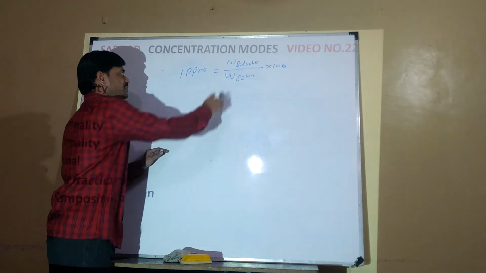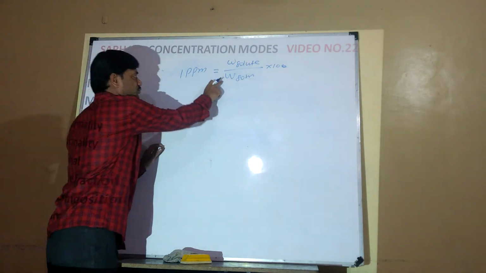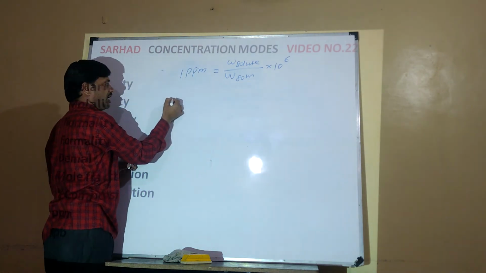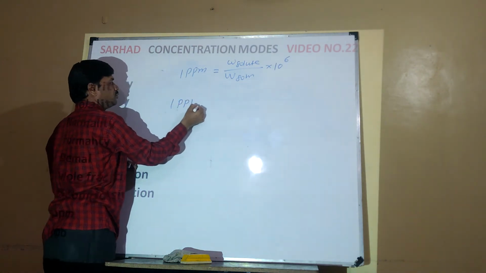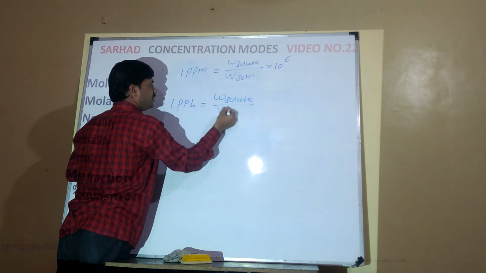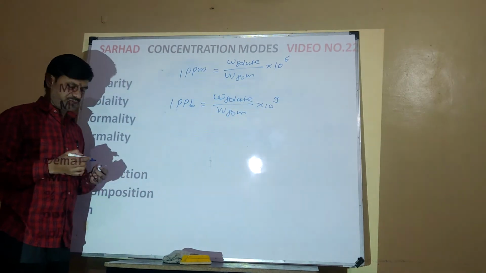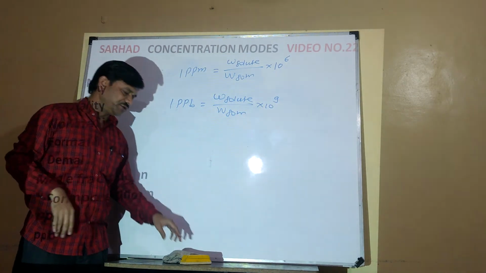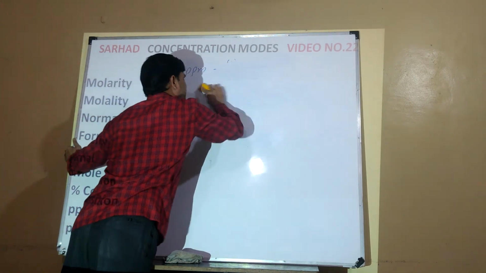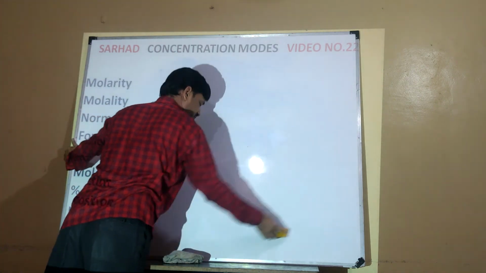1 ppm is nothing but the same ratio as we discussed in W by W, weight of solute upon weight of solution into 10 raised to 6. And for another concentration mode, ppb, what you have to consider here? Weight of solute upon weight of solution into 10 raised to 9. So remember, ppm and ppb can be used for what kind of solution? Very dilute solution. So this is regarding different concentration modes for numerical based MCQs.